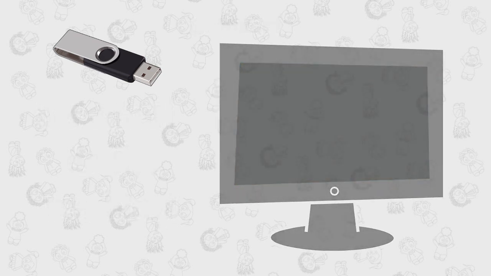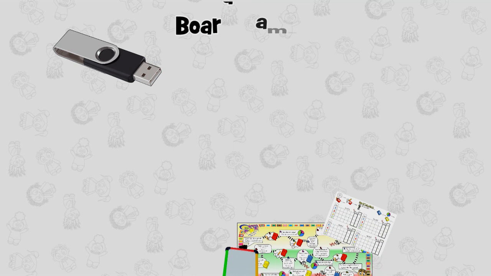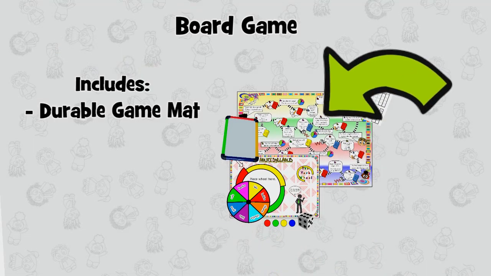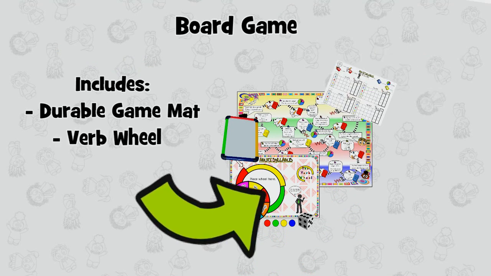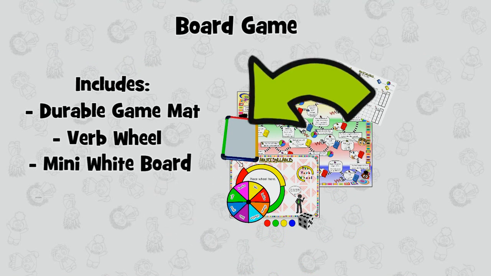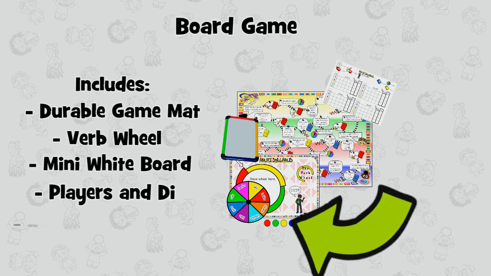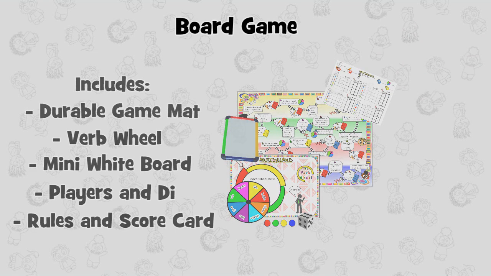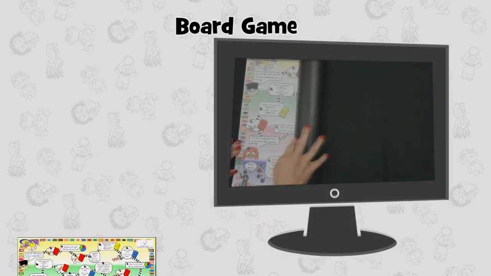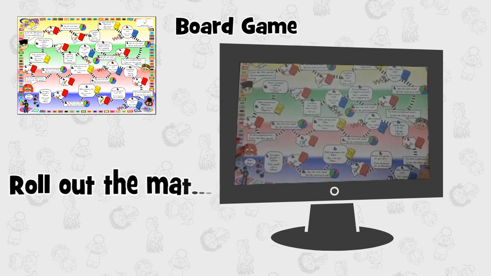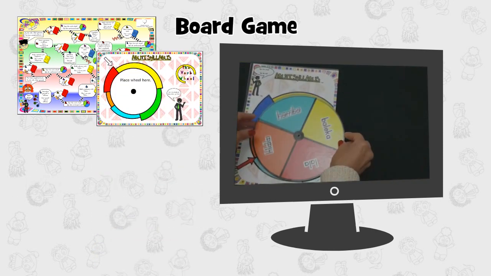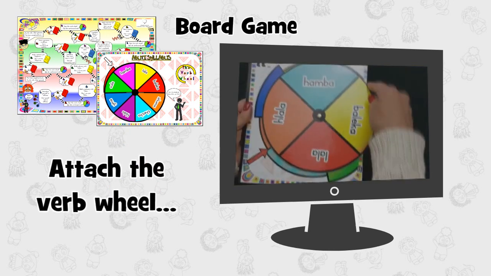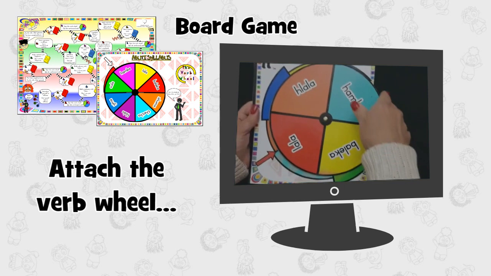So, before we end this training session, let's quickly take a look at the board game. The board game includes a durable game mat, the verb wheel, a mini whiteboard for drawing, players and a die, as well as the rules and scorecard. So, how does it work? First, you roll out the game mat. Then, attach the verb wheel onto the background. It needs to be nice and loose in order to spin easily.